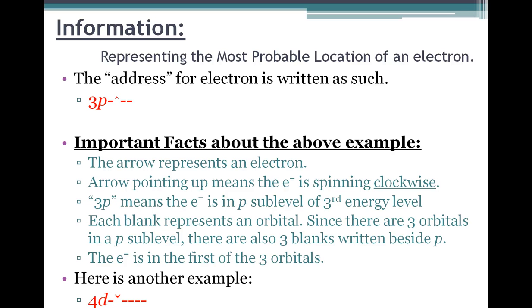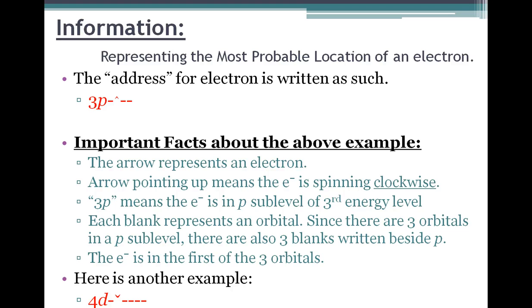And 3p means that the electron is in the p sublevel of the third energy level. In the p sublevel there are 3 orbitals, because that's what the chart said. And so that's why there are 3 blanks. Each blank represents an orbital. Each blank could potentially have 2 electrons because there are 2 electrons for each orbital. And the electron is in the first of the 3 orbitals because it is on the first line.